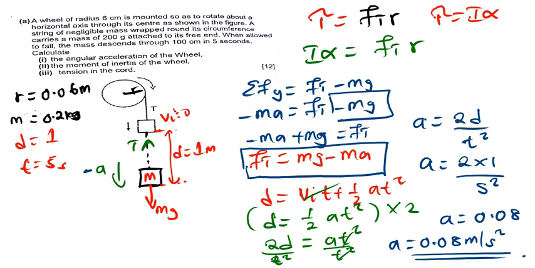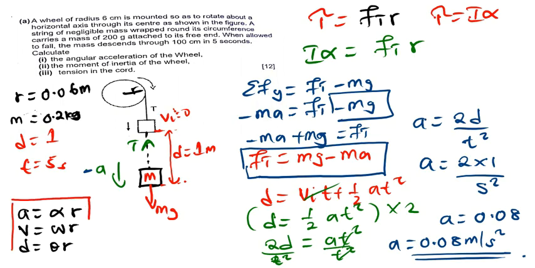Now I know that linear acceleration is given by the angular acceleration times r. Linear velocity is given by angular velocity times r. Linear displacement is given by angular displacement times r. These formulas are very, very important. Now, in this formula, I have the linear acceleration, and I'm trying to solve part A, which is part 1.